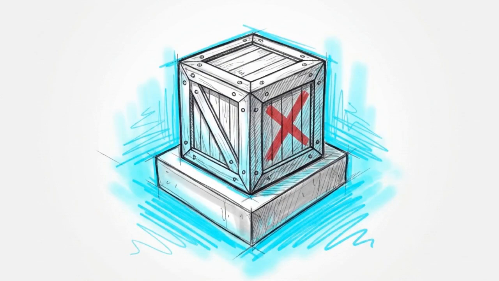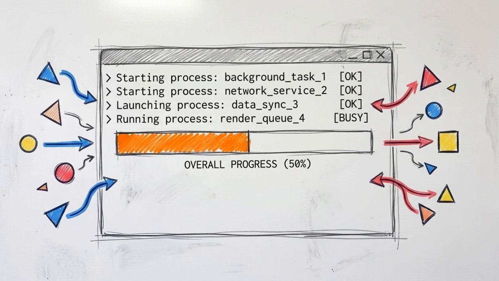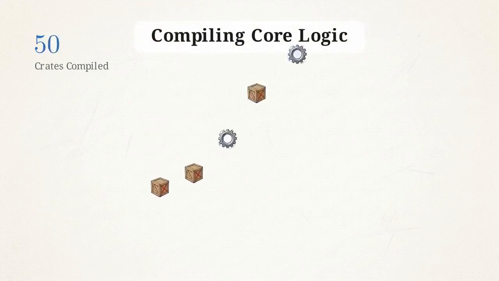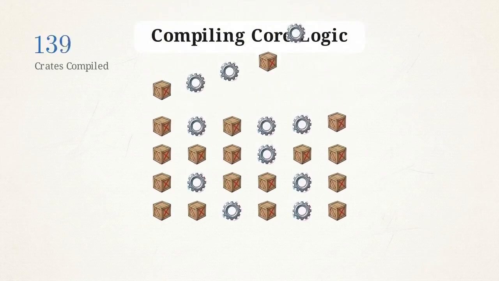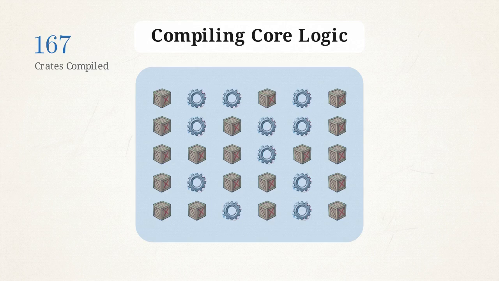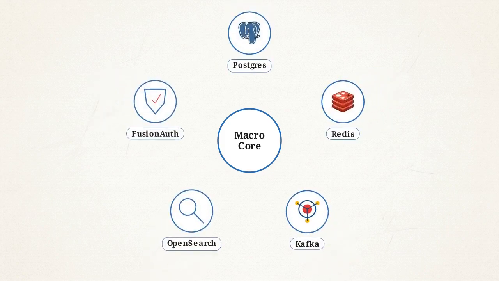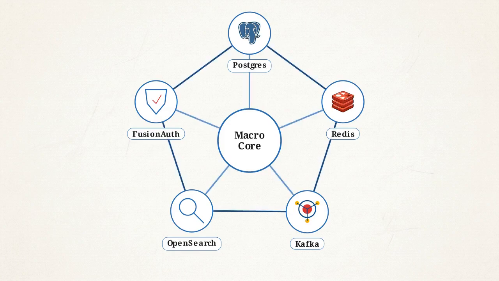Ensure your Docker daemon is actively running in the background before proceeding. Execute the just run local command to trigger the automated compilation and orchestration sequence. This sequence initiates the sequential compilation of over 160 independent Rust modular crates that handle the system's core domain logic. As the build completes, Docker Compose spins up the necessary infrastructure components: Postgres, Redis, Kafka, OpenSearch, and FusionAuth.